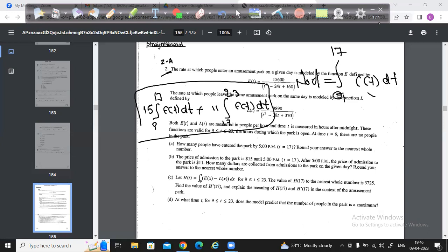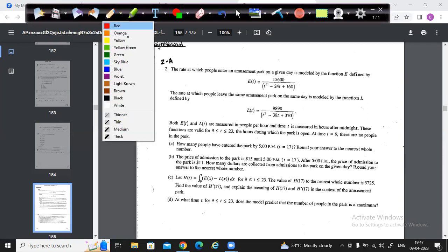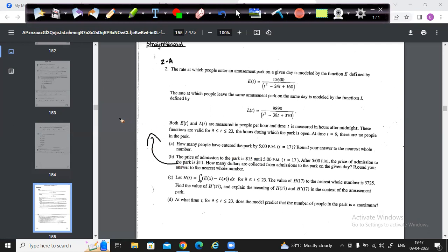So how many people are in the park? Integral of 9 to 17 E of t dt. You'll get around 6004. Answer for the first part is 6004. Yeah, correct, Madhuvisha. Very good. And answer for the second part is $104,041. 104041 is the answer for part B.